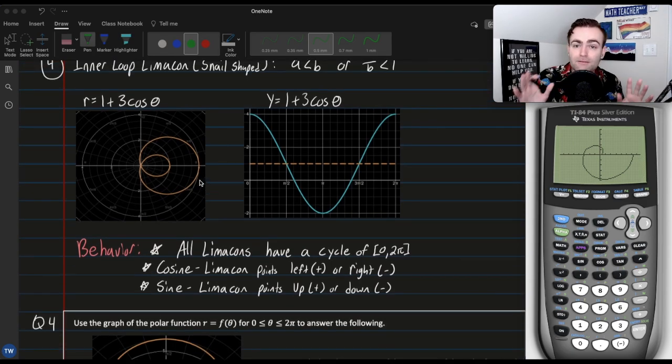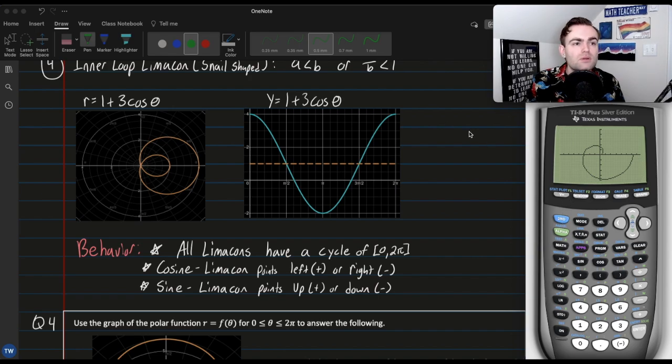All of them, every single one of them, has a cycle of 0 to 2 pi. Cosines are always aligned to the left and to the right. Sines are always aligned to up or down. And we can see an example, if you would like.